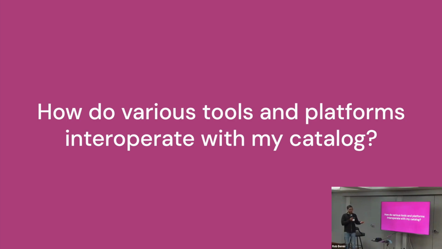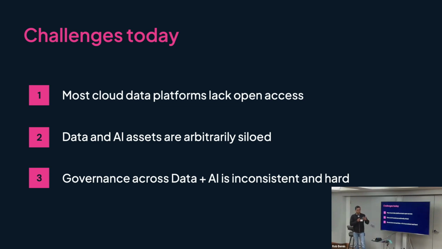Okay, so on to the next important question. Catalogs are the source of truth for your metadata and governance, but how do I get all my engines, my tools, my platforms, all of them to integrate with my catalog? And this is very challenging today because most data platforms out there lack open access. And we have data assets and AI assets that are separated from each other, siloed, which makes governance across all of these assets inconsistent. It's very hard to do that. And if you talk to any enterprises out there, all enterprises care about governance. They want to make sure that the data is governed, the life cycle is very well managed. So it's super hard to do this today.